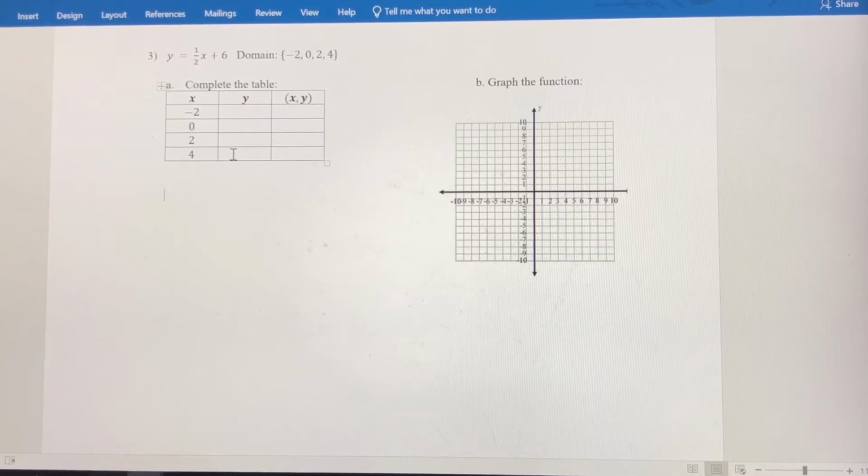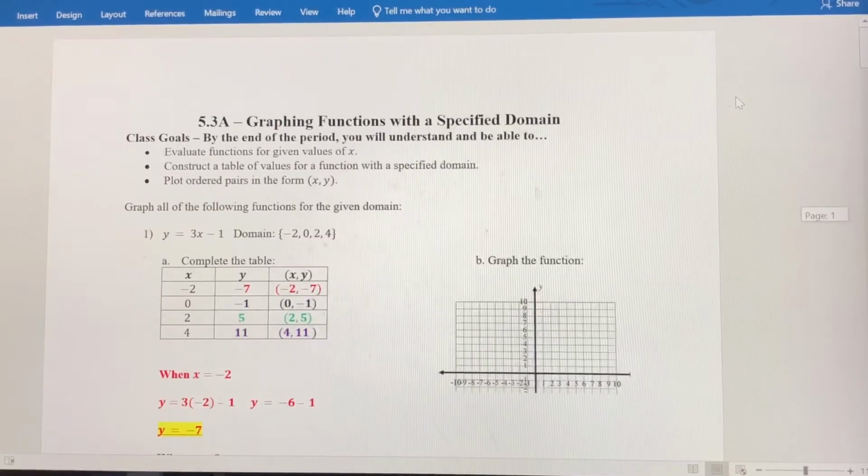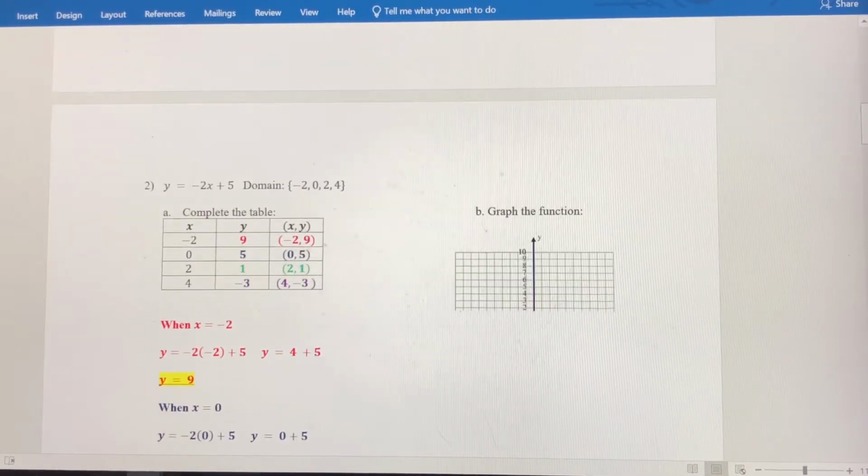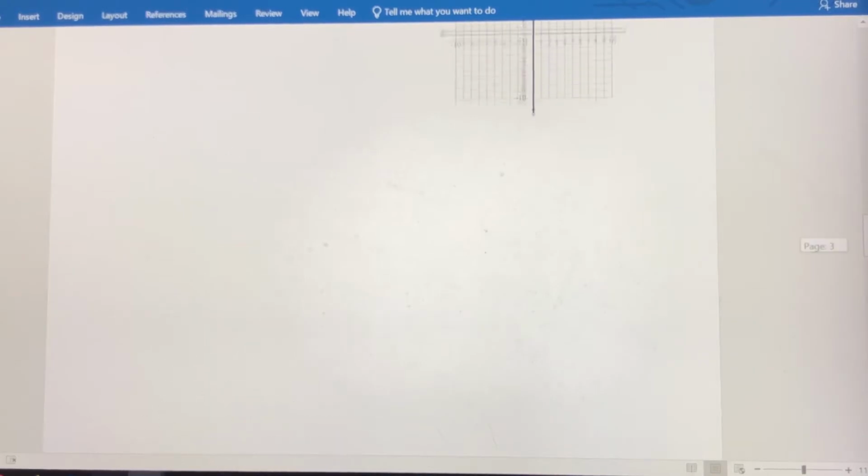We're going to start this video with problem 3 in the 5.3a notes. Again, we're graphing functions with a specified domain. We're going to evaluate the functions for those values, construct a table of values, and plot those ordered pairs from our table. All right, so let's look at problem number 3 here.